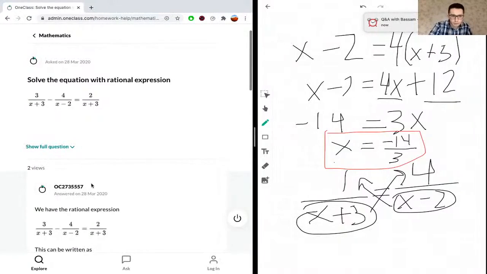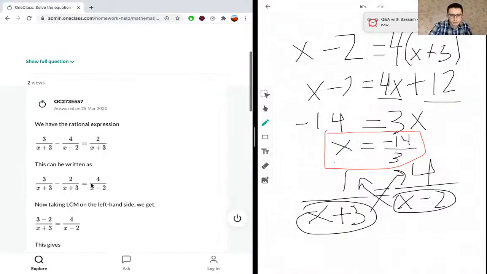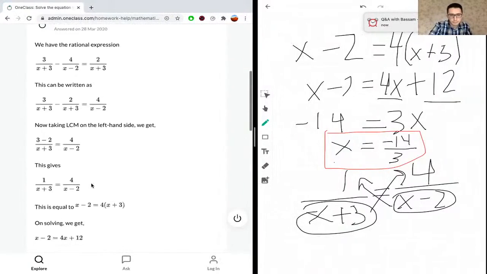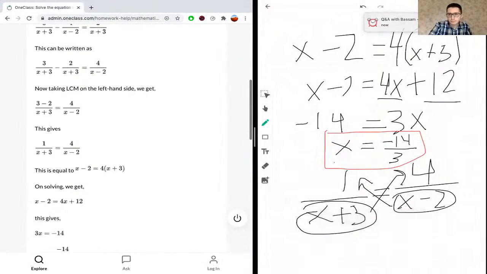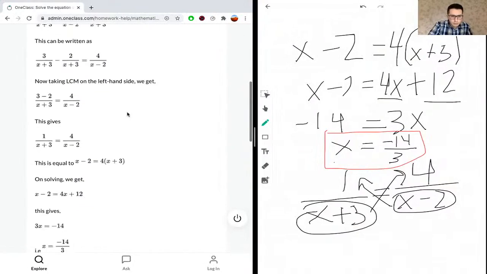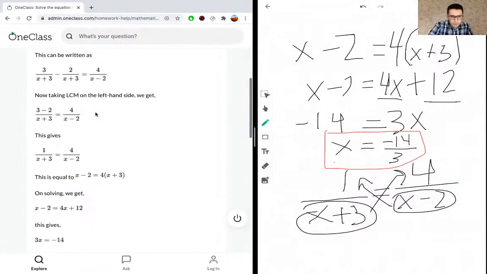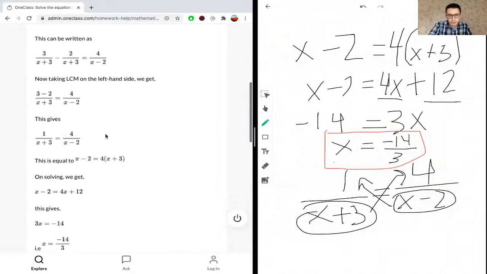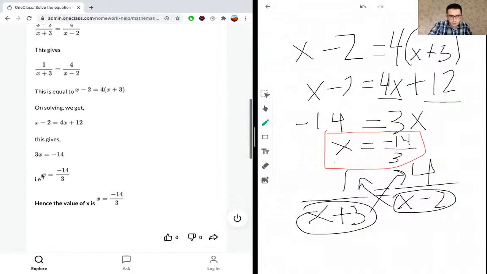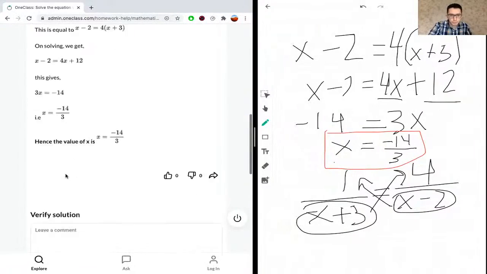Okay, so let's just take a look at the provided attempt for the solution. So they use a similar process, so they don't find the common denominator right away. They just rearrange, and then you end up with x equals negative 14/3. So the solution is correct.